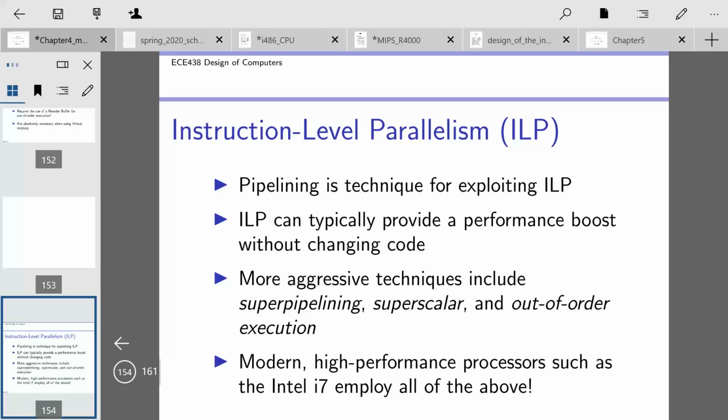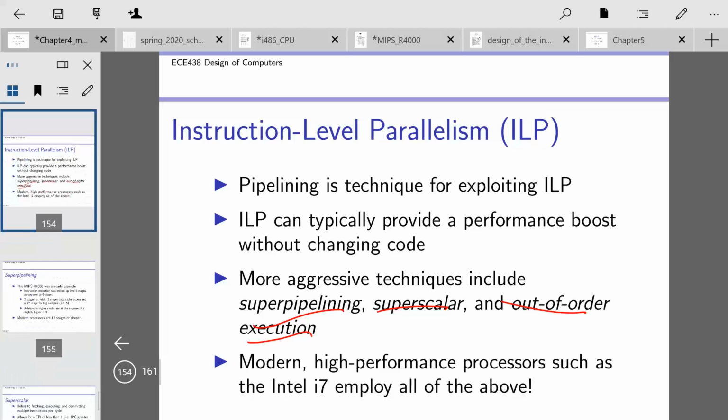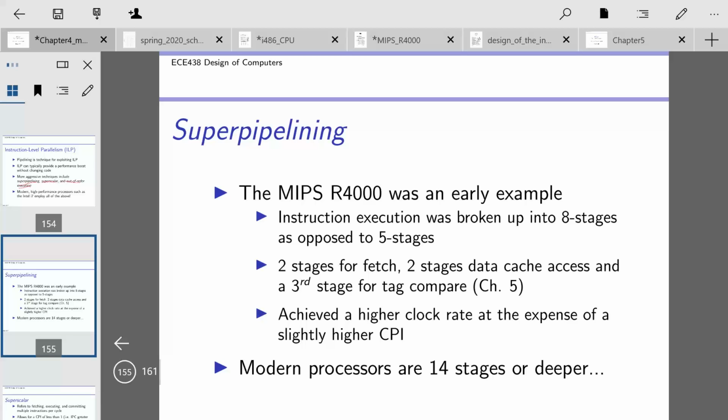All right, so super pipelining, super scalar, and then out of order execution. Out of order execution is a fun one, and we spent a lot of time talking about out of order execution in 538. Okay, so just to recap, super scalar is actually fetching multiple instructions per cycle. Hey, look, I have a slide on the R4000 right here. Well, we already pretty much talked about that, so we can move on. But I do want to point out that modern architectures are 14 stages or deeper.